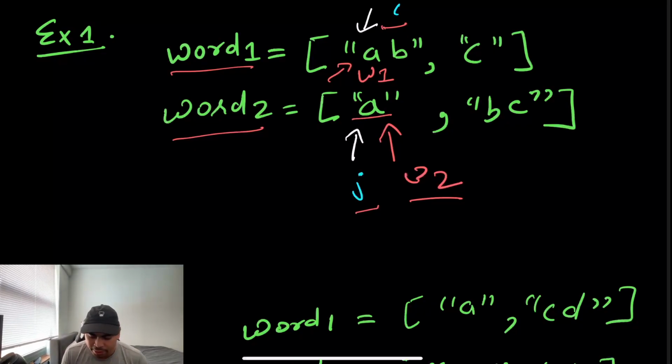Otherwise, we keep comparing. If my i and j are pointing to the same character, meaning they are equal, we keep going. If they are not, then we return false. Otherwise, we just keep incrementing i and j, both together. If they ever come to the end of the word they're pointing to, then we increment w1 or w2.